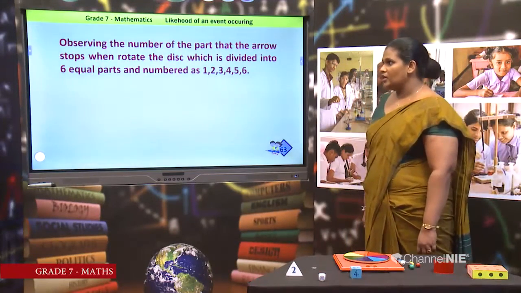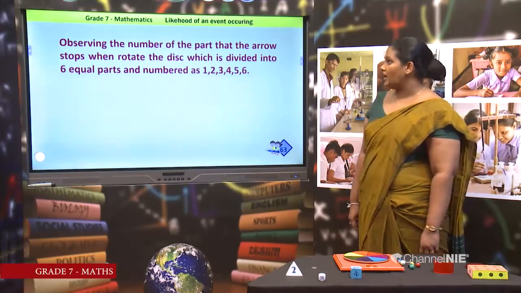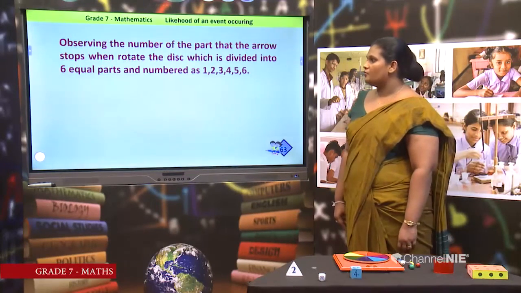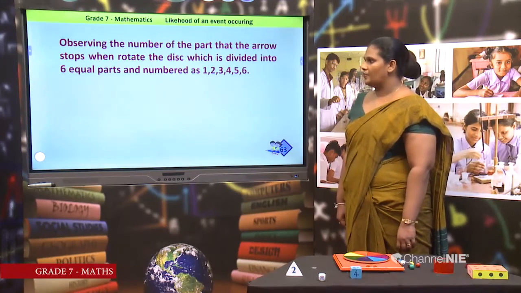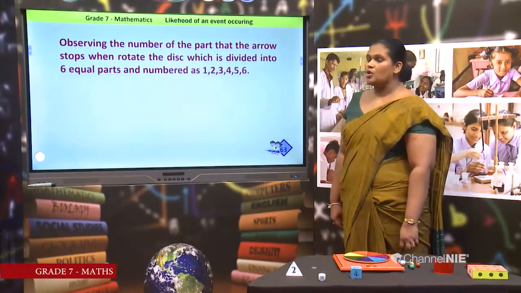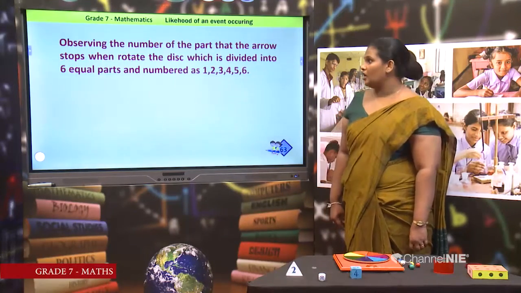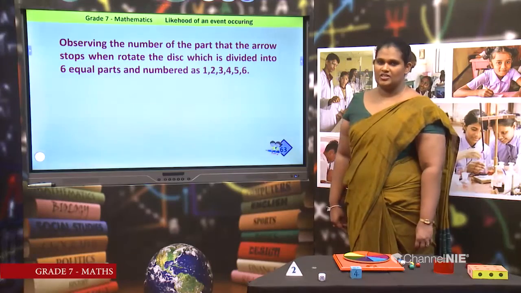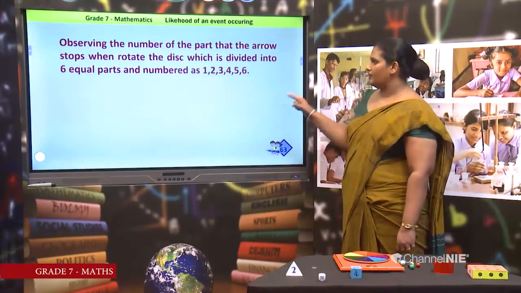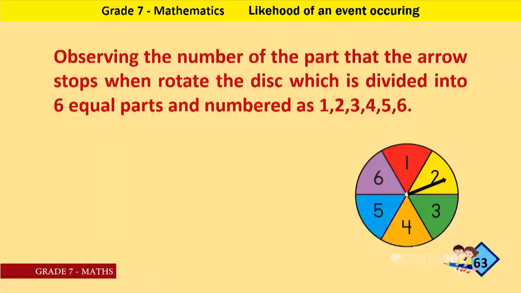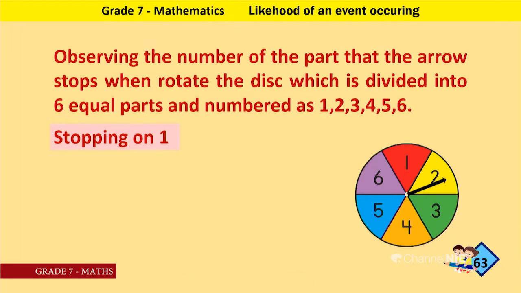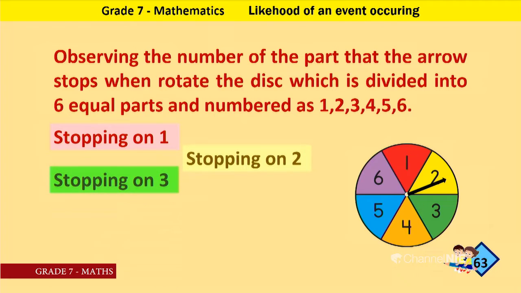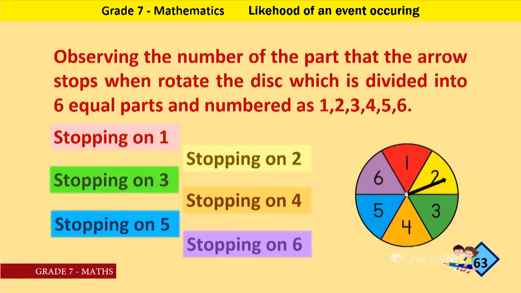So, the next one, observing the number of the part where the arrow stops when you rotate the disc, which is divided into 6 equal parts and numbered as 1, 2, 3, 4, 5, 6. Here, you might get 1 or 2 or 3 or 4 or 5 or 6.